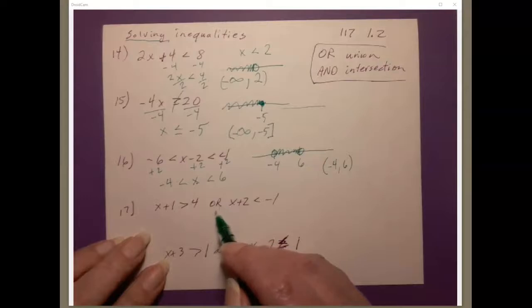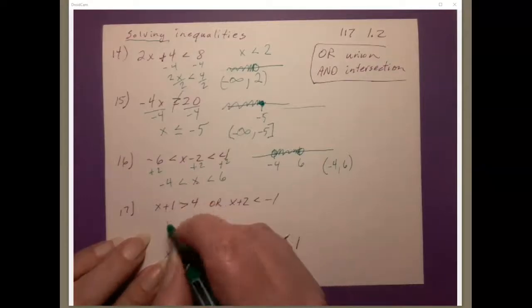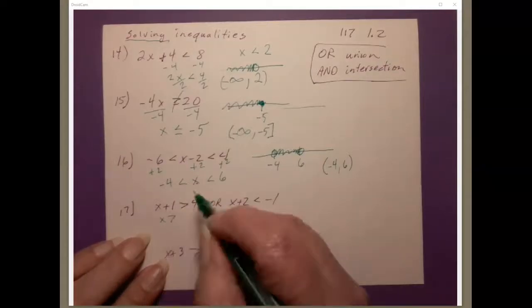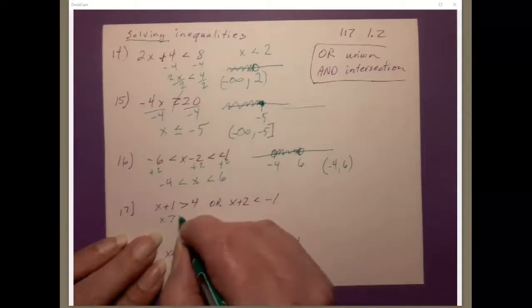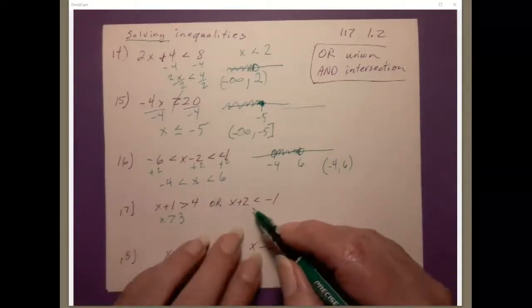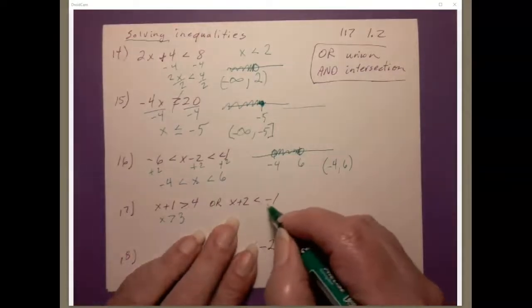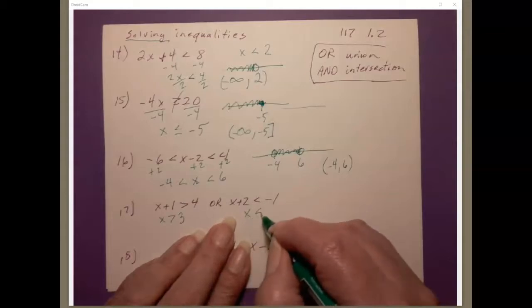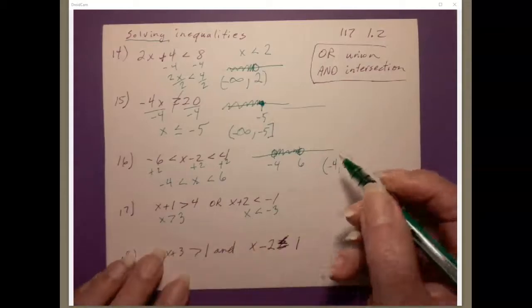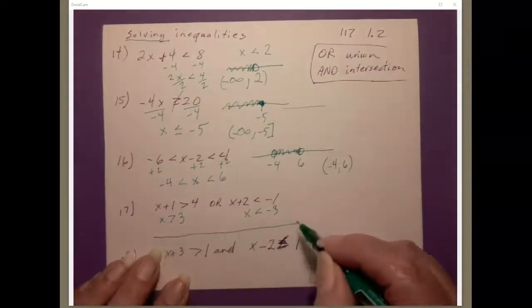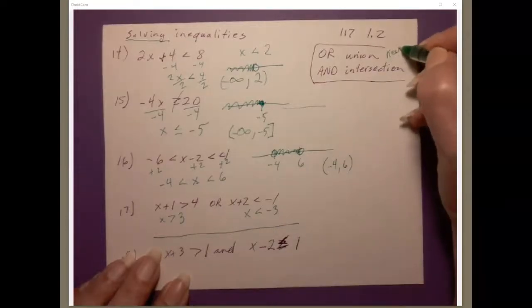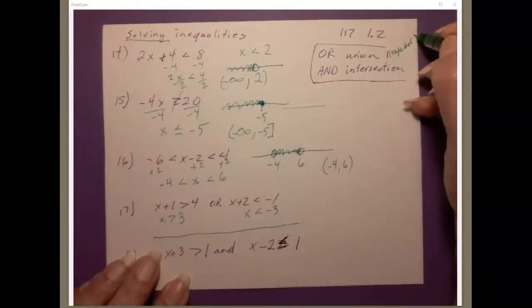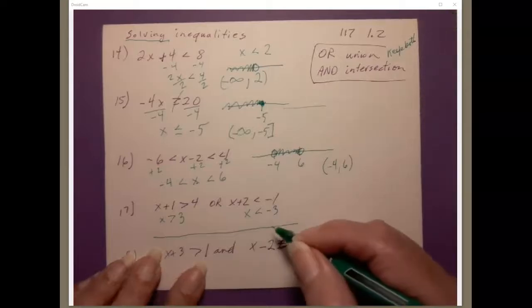This or means a union, so x is greater than 4. X plus 1 is greater than 4. I'm going to subtract 1, and I'll have x is greater than 3. X plus 2 is less than negative 1. I'm going to subtract 2, and I'll have x is less than negative 3. So this is telling me that I want to keep both of these. A union means keep both, or all three, or all four, or however many there are.